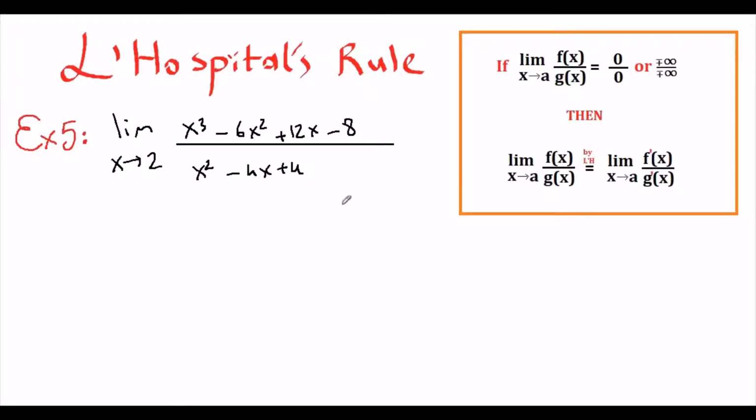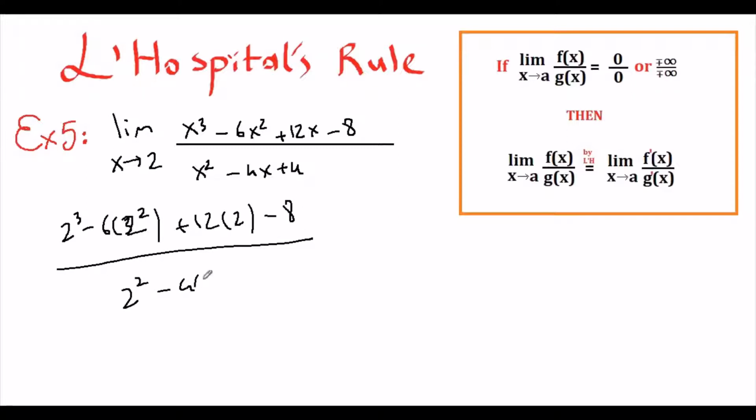Let's check this example. In this limit, let's plug in 2. So we have 2 to the third minus 6 times 2 to the second power plus 12 times 2 minus 8, over 2 to the second minus 4 times 2 plus 4 at the denominator. So here 2 to the third is 8 and 6 times 4 is 24. 24 minus 8 is 16 from here, and here we have 24 minus 8, another 16, so 0.